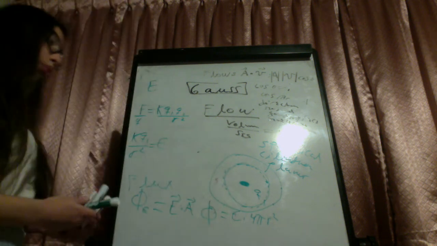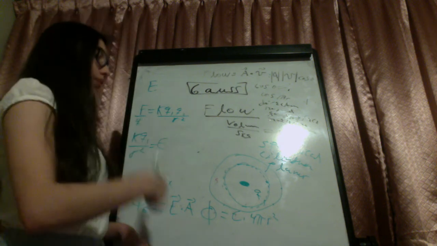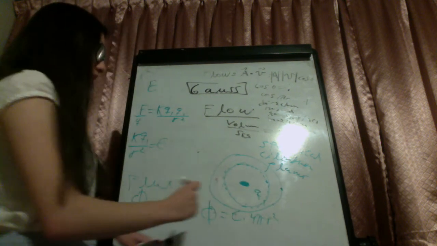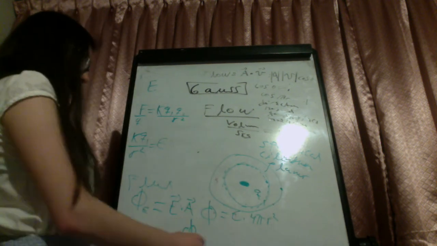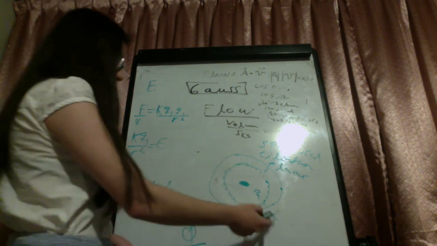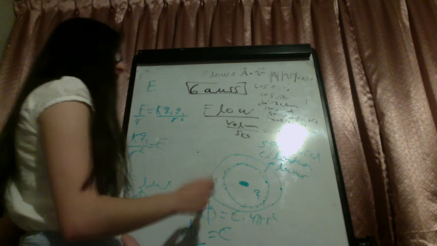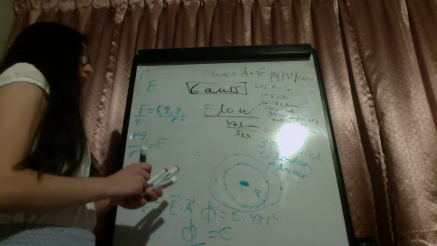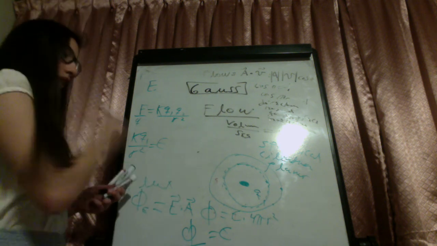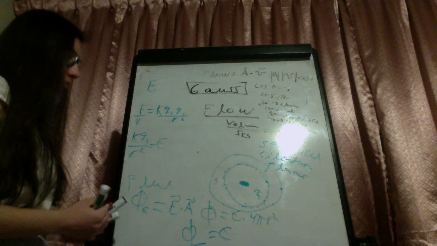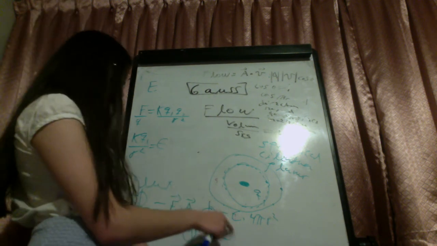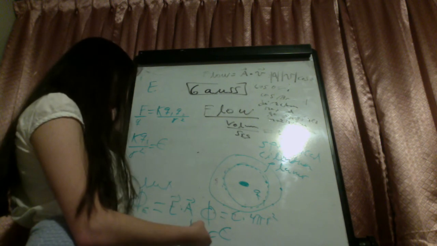But if I don't want to know the flux, let's say that I know the flux and I want to know the electric field at this point, what I could do is divide the electric flux by the area of the Gaussian surface. In this case, it would be 4 pi r squared, and this would be equal to the electric field. And this is the trick that we use, the Gaussian surface in Gauss's law, to calculate the electric field. So the electric field is just the flux divided by the area.